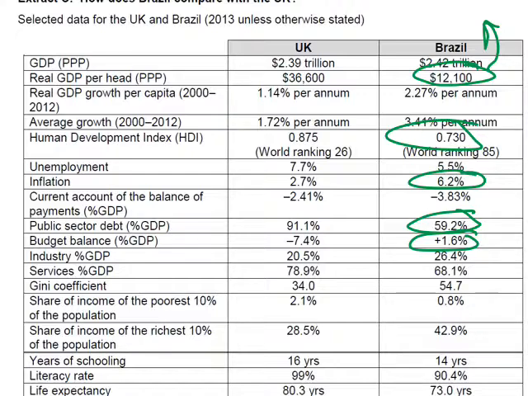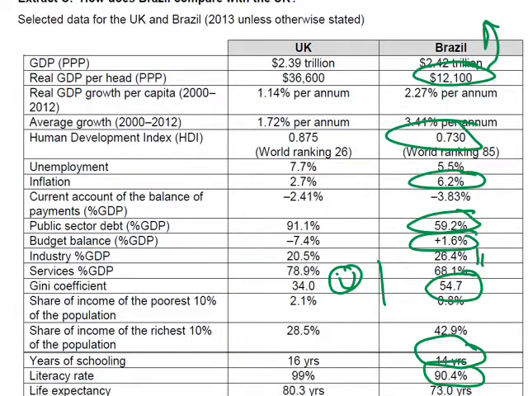They are more focused on manufacturing than the UK, but the Gini coefficient is significantly worse. So 0 is good, 1 is very unequal. So that's a more unequal country than the UK. Years of schooling, 2 years less than the UK, and that means that the literacy rate is 10% less. So 10% of adults can't read or write.